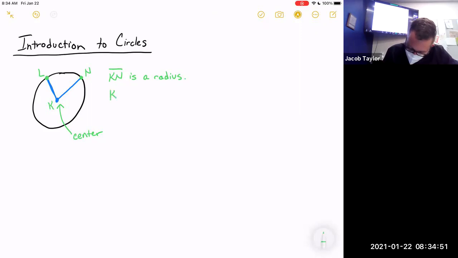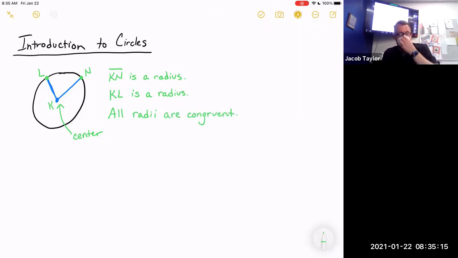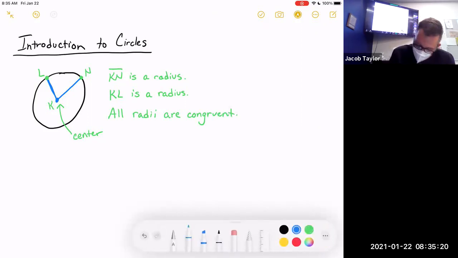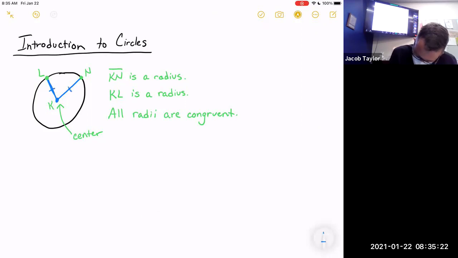So KL is also a radius. It does not depend on the size. You can draw as many radii as you want. And this will not blow your mind. It will not blow your mind so hard you may not even want to write this down, but all radii are congruent. Shouldn't blow your mind that a radius going in one direction is the same length as a radius in another direction. In fact, let's just make it official and put the little tick marks on there.